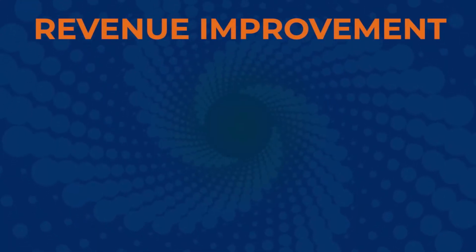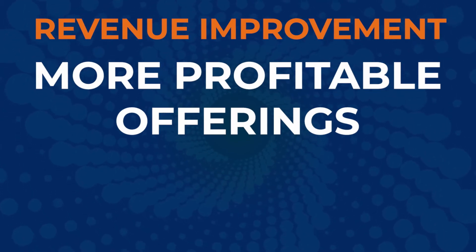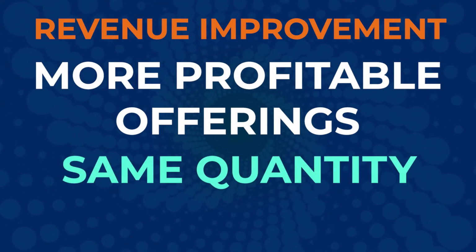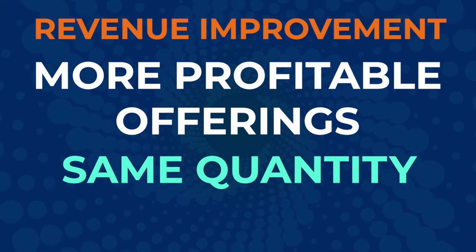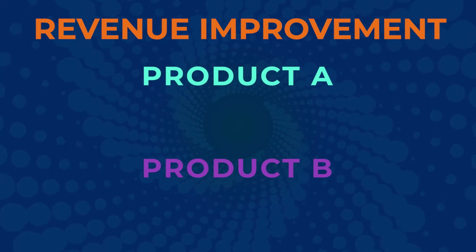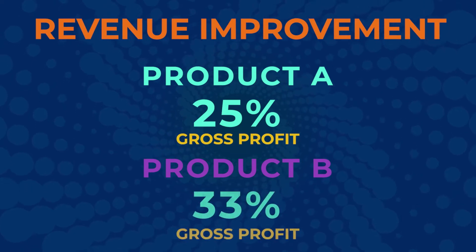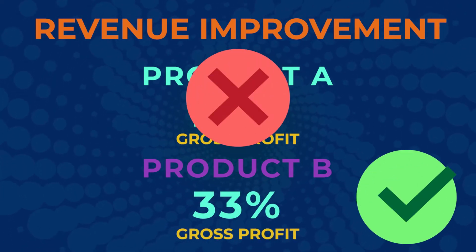The other element, or the second element of revenue, is have more profitable offerings. So selling the exact same quantity, i.e. the exact same revenue, but increase the gross profit. If you've got product A and product B, and product A has a 25% GP and product B has 33% GP, we'll sell more of the product B. That's not a simple process, but if you're aware of that information, that is going to help you increase that gross profit percentage. Let's look at the direct cost element.